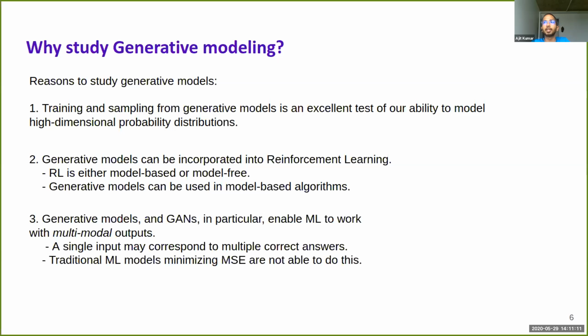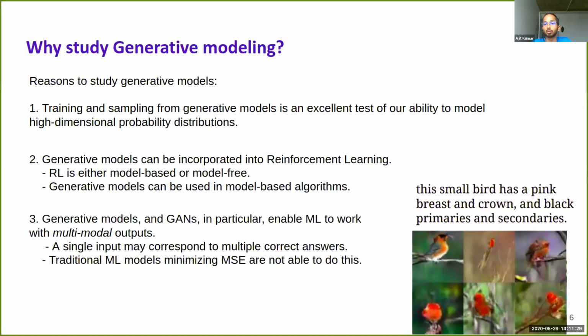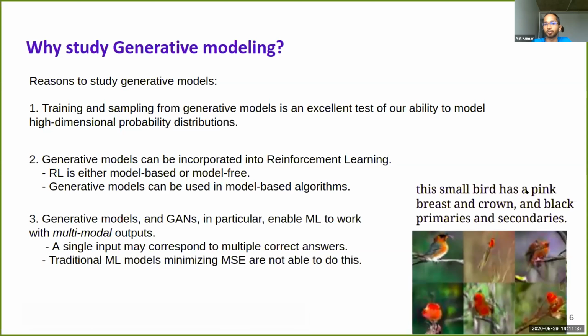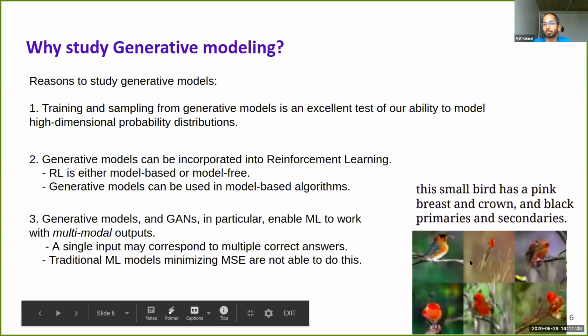The models that we have studied till now had only one correct output for the input. Like when we were classifying MNIST data, we had only one correct output for each particular image. But there could also be cases where we have multiple correct outputs for some input. Like for this example, if we want to generate images of birds which have a pink breast and crown and black primaries or secondaries, then all of these images may be perfectly good.